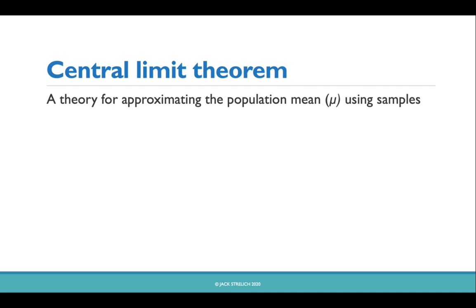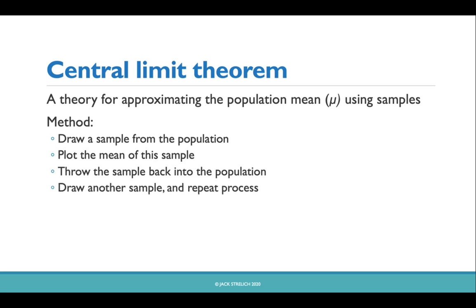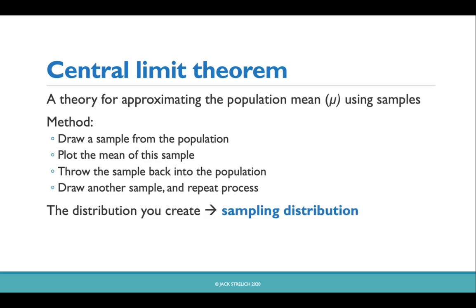The central limit theorem is a theory for approximating the population mean, mu, using samples. If we draw a sample from the population, plot the mean of this sample, throw this sample back into the population, in other words, sampling with replacement, then draw another sample and repeat this process, we will create a distribution of sample means known as the sampling distribution.